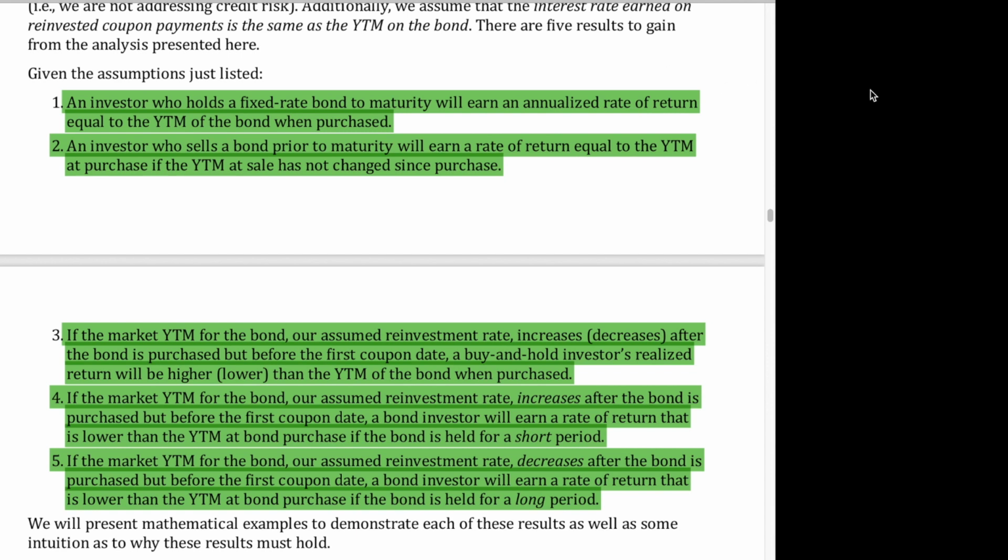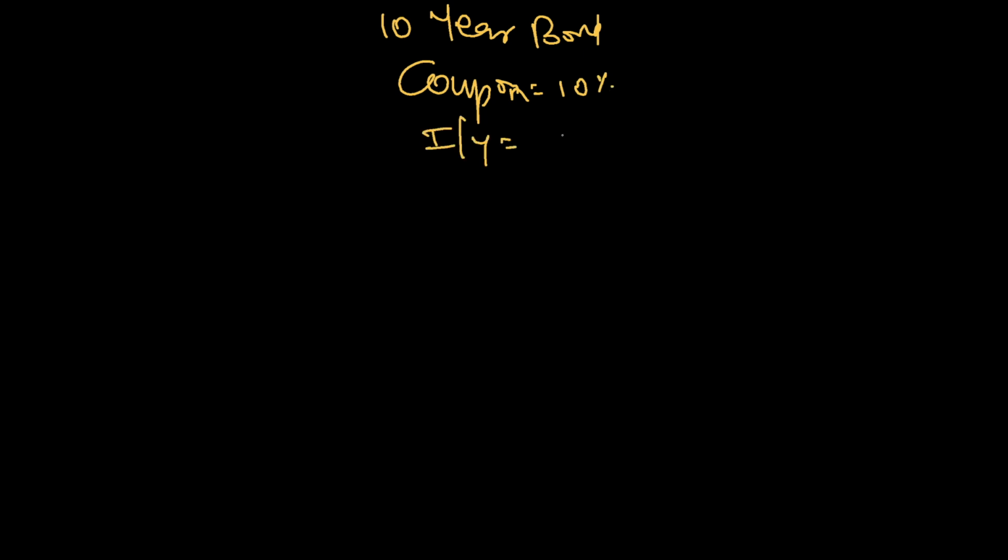I'm going to prove this one with an example. So let's say there is a 10-year bond. The 10-year bond coupon is equal to 10 percentage. IY, interest rate per year, is equal to 8 percentage. Future value is 1000. So in that case, first of all, let's find out what will be the present value.